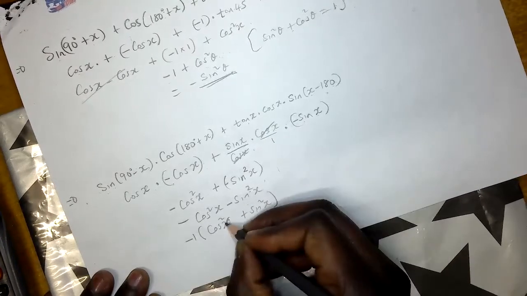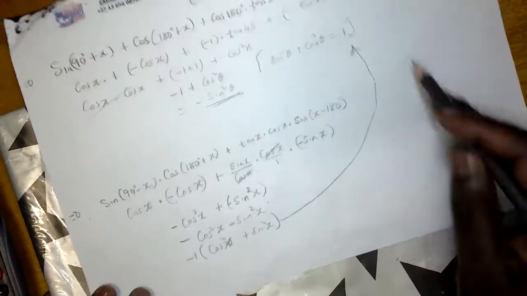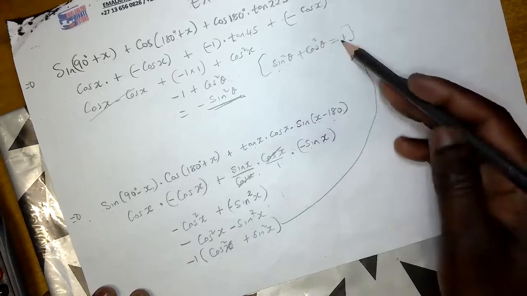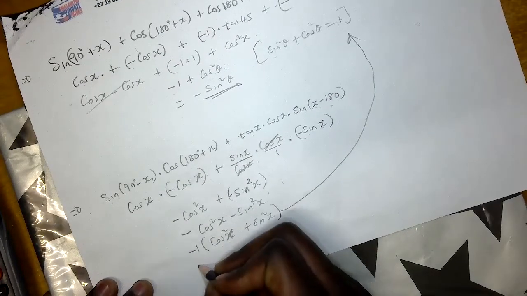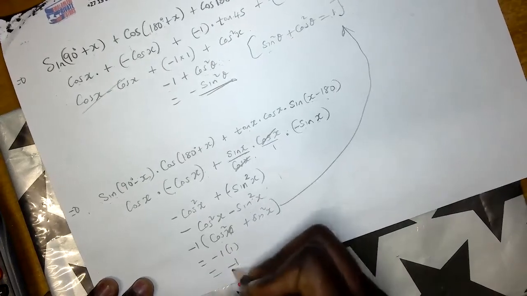Now, in this case, we have the identity that cos squared x plus sine squared x is going to give us 1. Then it's going to give us negative 1 as our answer.